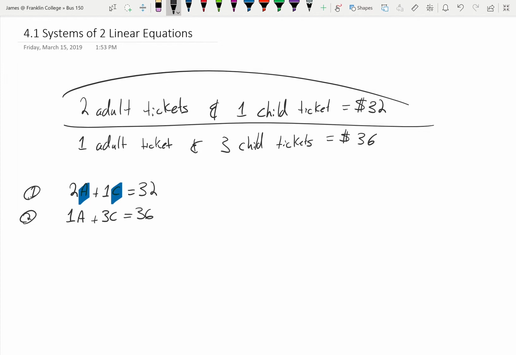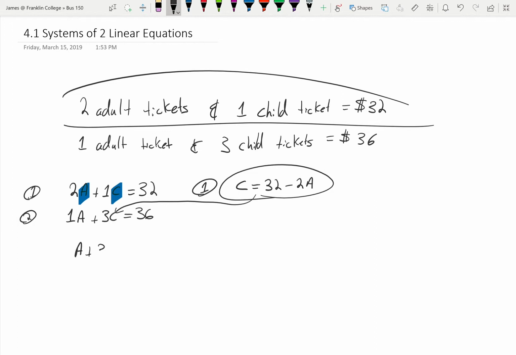So pick any equation. Let's do equation 1. And we're going to solve for either variable, a or c. I'm going to solve for c. So 2a plus c equals 32, then c equals 32 minus 2a. Now that we know that c equals 32 minus 2a, we're going to plug this in for the c in the other equation, and then we'll have one equation: a plus 3 times (32 minus 2a) equals 36.